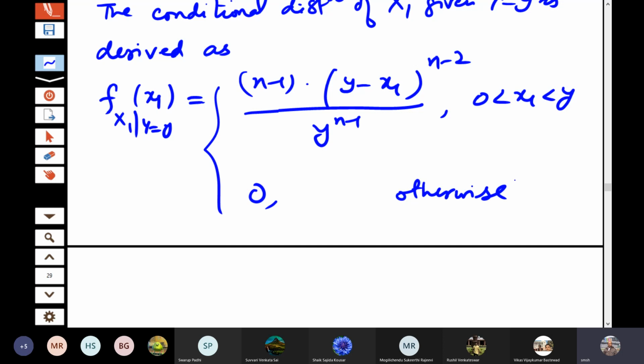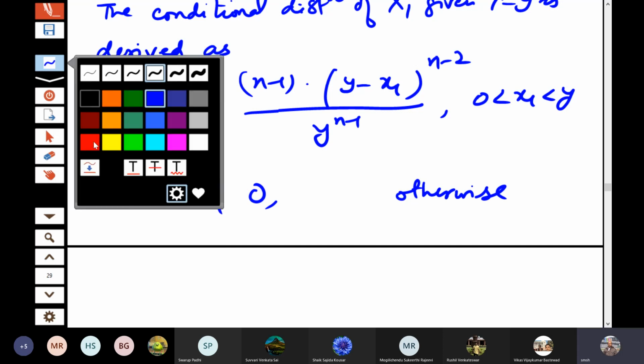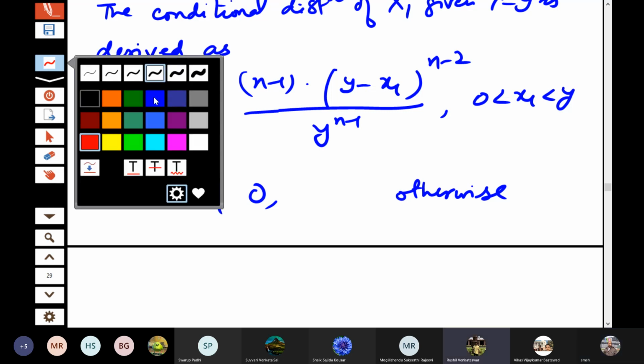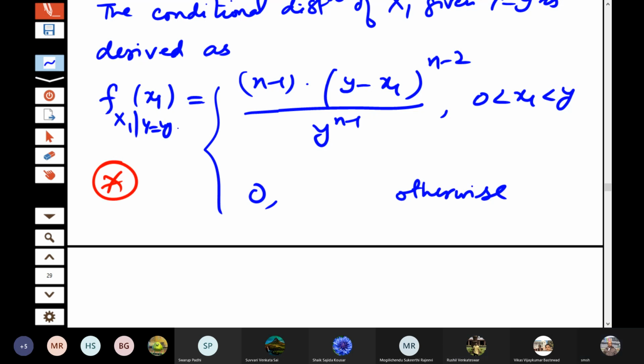Okay, did you understand the procedure? I mean, this part I am leaving as an exercise to be solved. Of course, it is not very difficult because I have already explained the methodology. How will you obtain the conditional distribution of x1 given capital Y? So this I am leaving as an exercise.